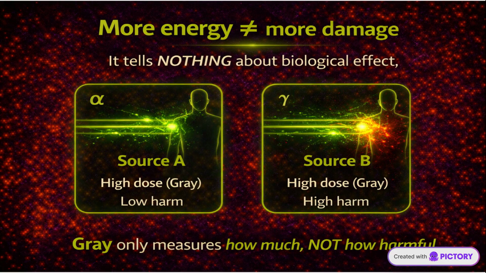Same energy does not always produce the same damage. Why? Because different types of radiation interact differently with biological tissue. For example, alpha particles cause dense, localized damage. Gamma rays spread energy more diffusely. So even if the Gray value is the same, the biological effect can be drastically different. So Gray answers how much energy is delivered, but not how harmful it is.